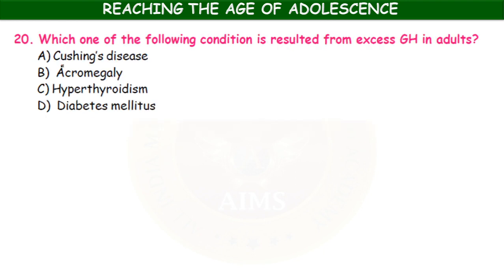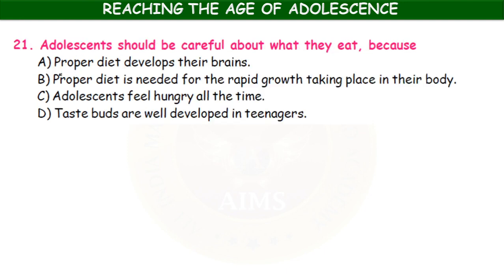Which one of the following conditions results from excess growth hormone in adults? Cushing's disease, acromegaly, hyperthyroidism, diabetes mellitus. It is the gorilla face appearance, hypergrowth, called acromegaly, the condition resulting from excess growth hormone in adults. Whereas dwarfism is due to hyposecretion of growth hormone by the pituitary.